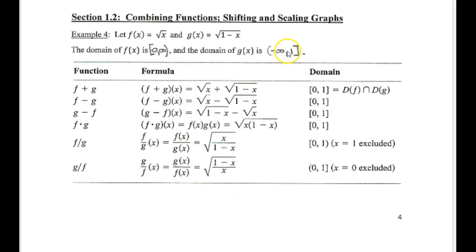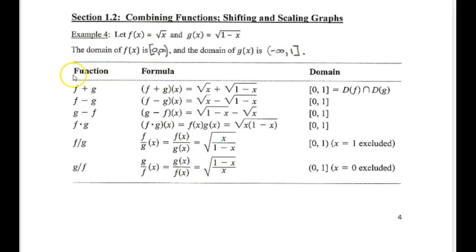The domain of g of x may be slightly more complicated. We need this guy to remain positive. So you can either think of it as 1 minus x must be greater than or equal to 0. Solve that for x, you get x has to be less than or equal to 1. Okay, so then that tells us that the domain of g of x is all values of x from minus infinity up to and including x equals 1.